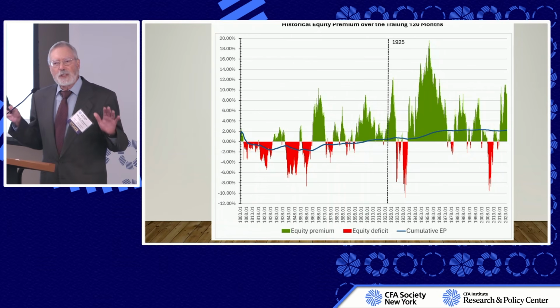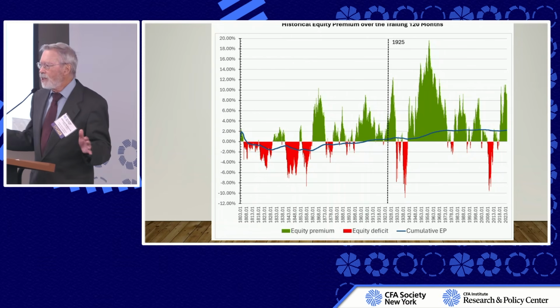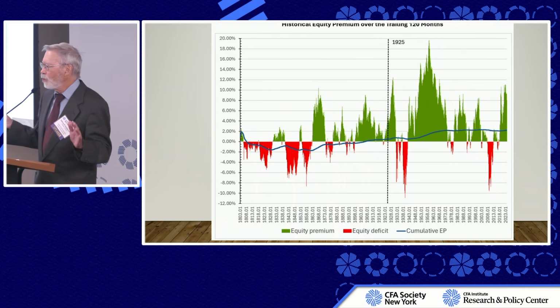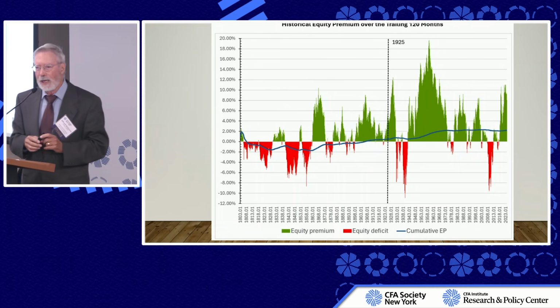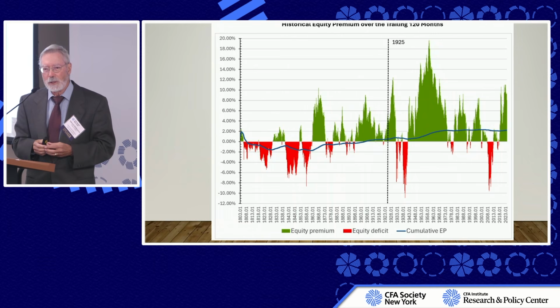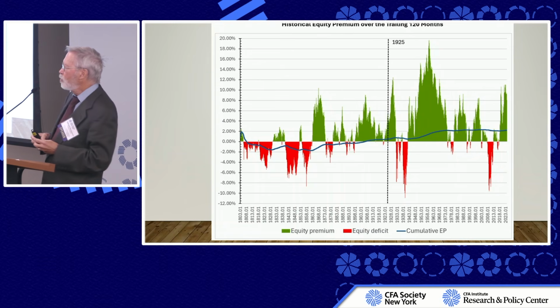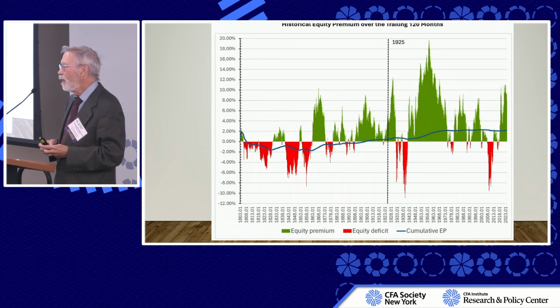So this is the 10-year observed equity premium. There's about 2,600 bars in this chart. That's why it doesn't look like a bar chart. Okay. Red is deficits, green is equity premia. And as you can see, before the modern period, equity deficits were practically the norm. In fact, that blue cumulative line doesn't turn positive until after 100 years.